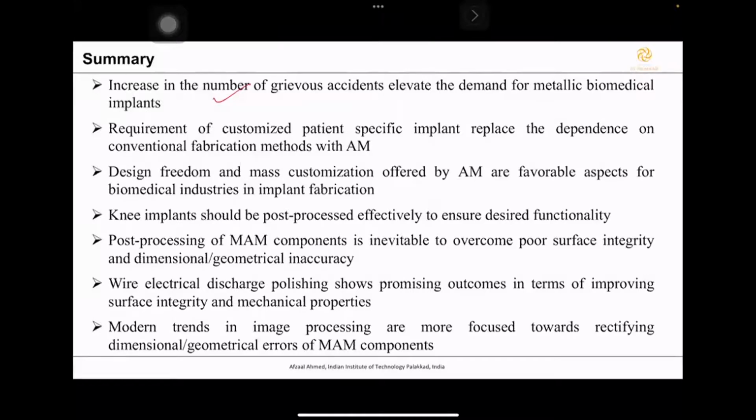Then post processing is inevitable. Whatever printing process you do, you have to perform some or other type of post processing, but we are proposing a post processing method which can take care of both the surface integrity as well as the dimension.